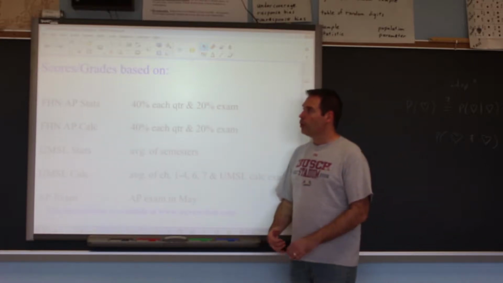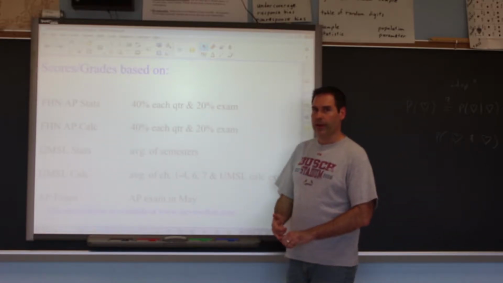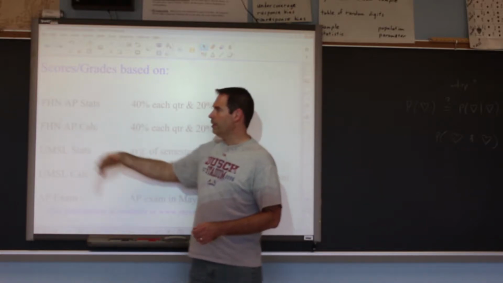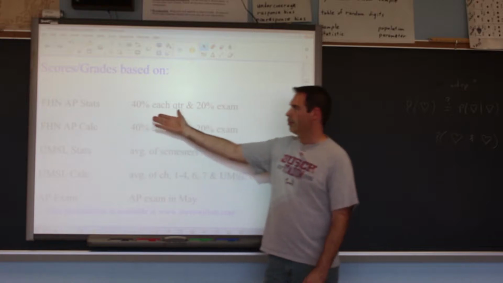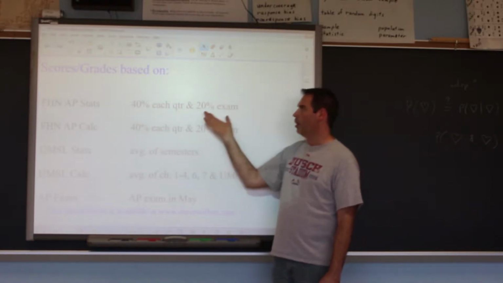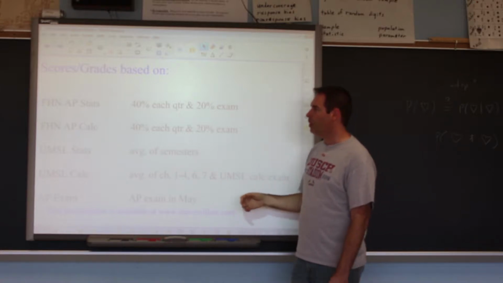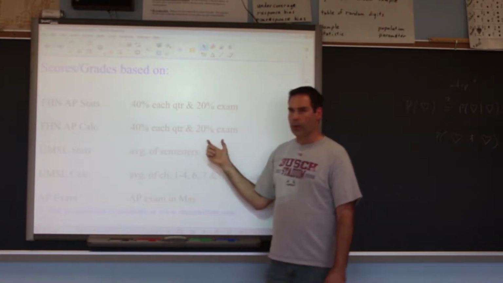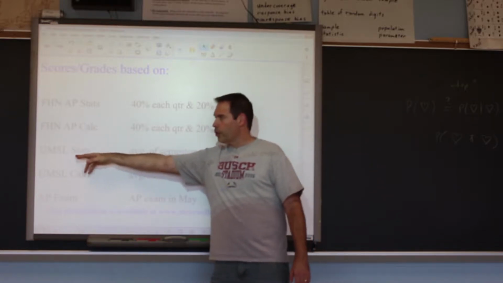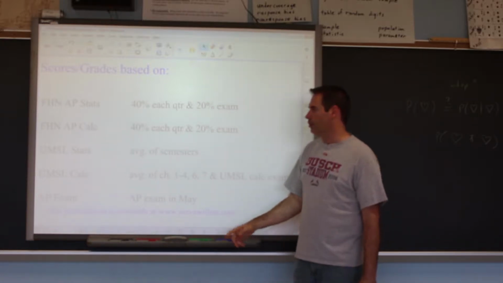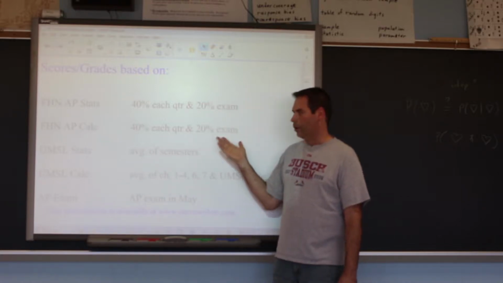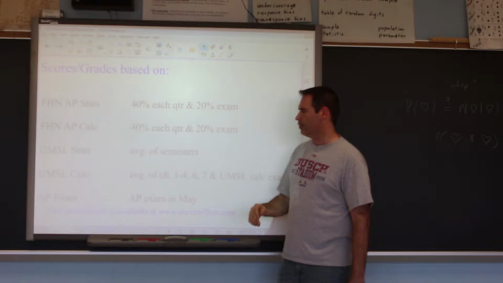Scores for each of the courses and how those grades transfer to the college are based this way. At Francis Howell North, for AP Statistics or AP Calculus, the grades are calculated using 40% of their grade from each quarter, and 20% is a semester exam. And so that's the same for each of the courses when we're calculating the grades for Francis Howell North. To send the course grade for statistics to UMSL, I simply average the 2 semester grades that I use here at North and send them to UMSL.